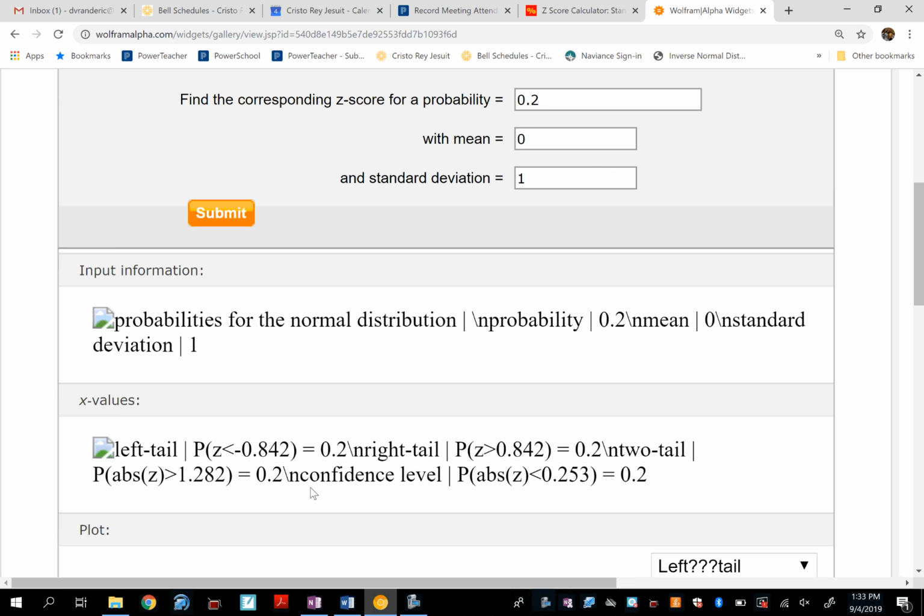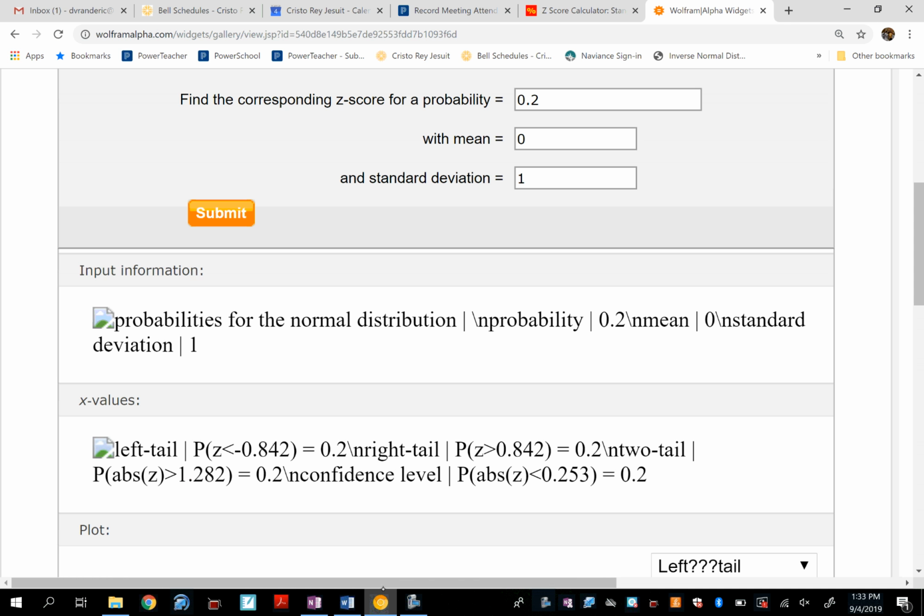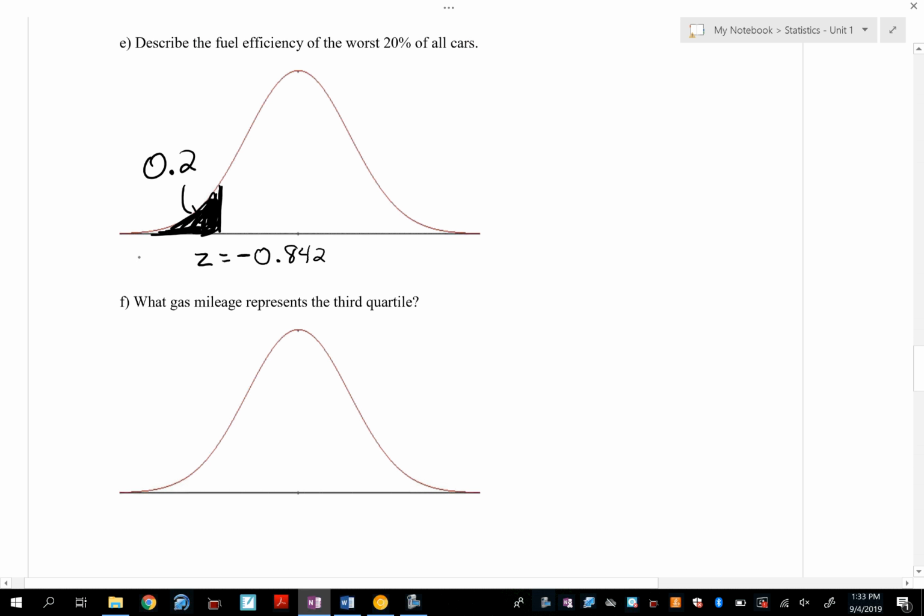So I'm going to write that down. Z is negative 0.842. I'm going to pause to make sure we're all good. Everyone see how we found that? No? Yes? A question? No? That's the Z-score. It says on there less than because we're shading to the left. See how we're shading to the left? So any car that has a Z-score that's less than negative 0.842 is going to be in the worst 20% of fuel efficiency for cars.